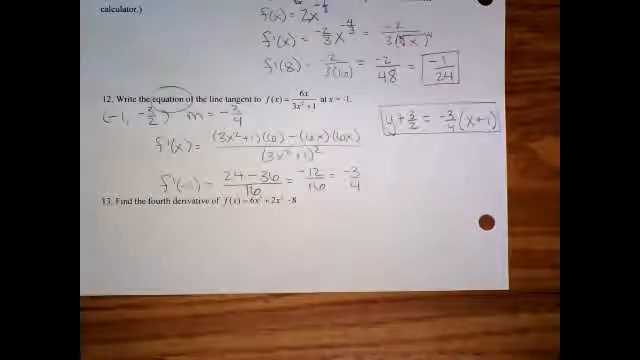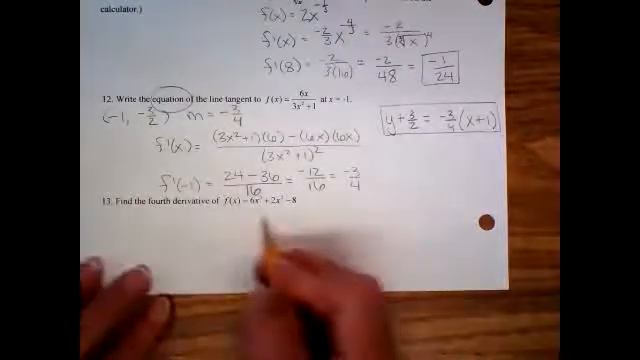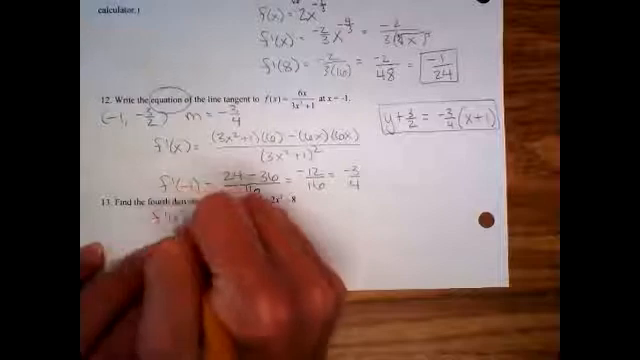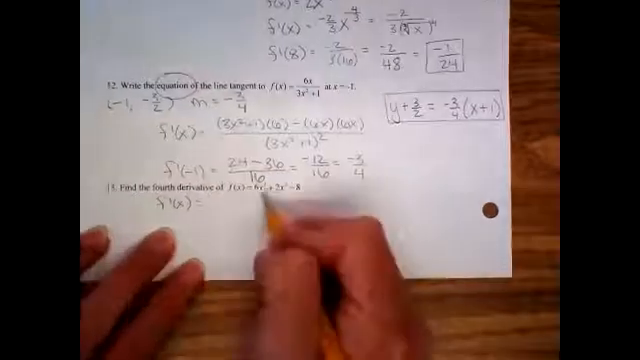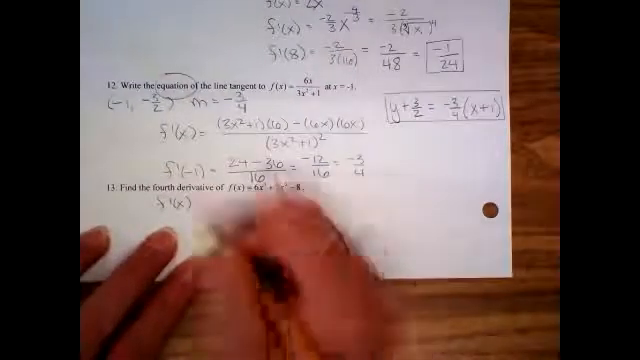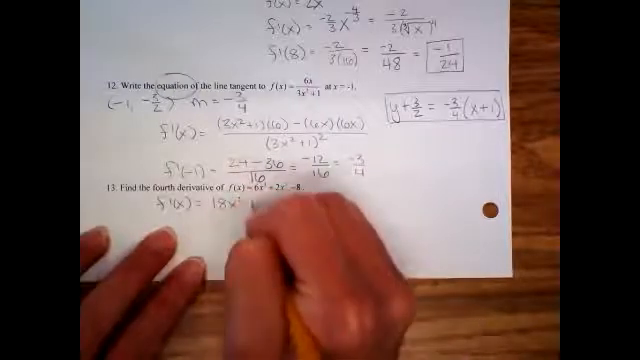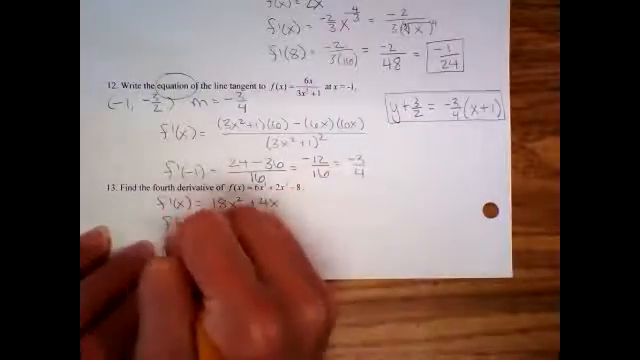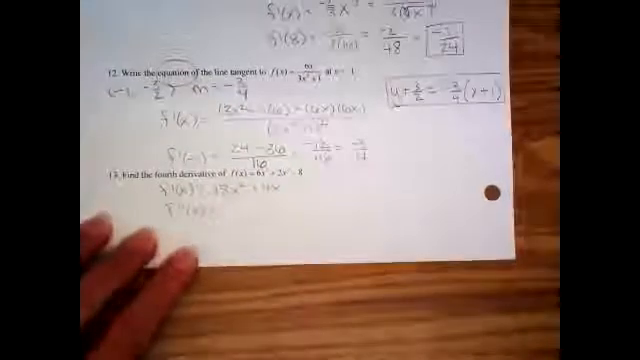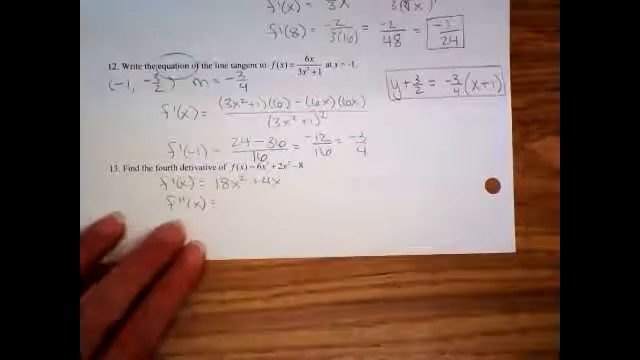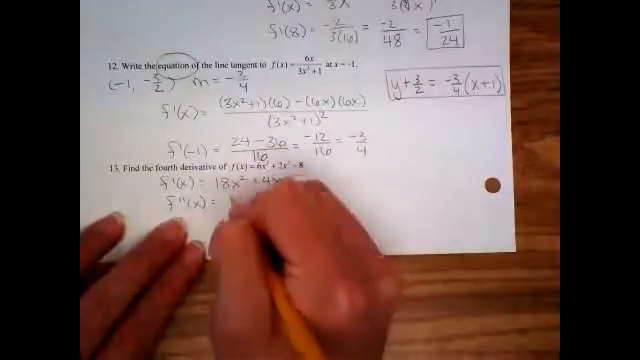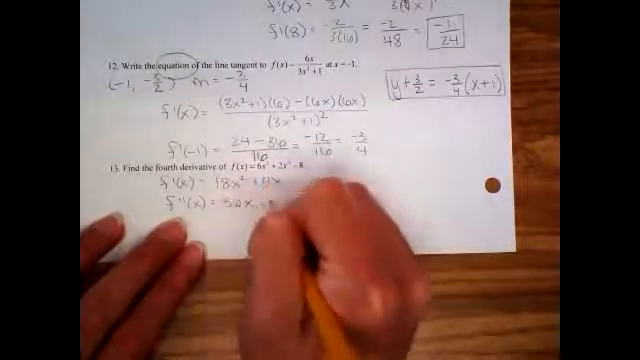These next ones are nice, and I'll throw you one on the test. All right, find the fourth derivative of this. Let's see what you guys have got. What's the first derivative? Plus 4x, good. And then the second derivative. These are called higher order derivatives. It just means do it again. So the derivative of the first derivative, that would be 36x plus 4.